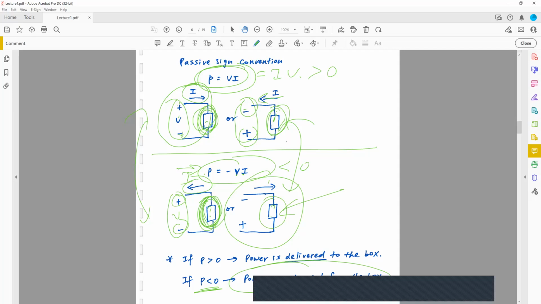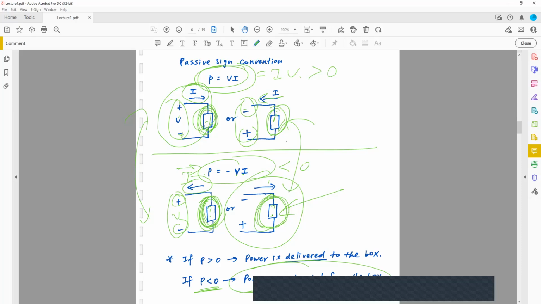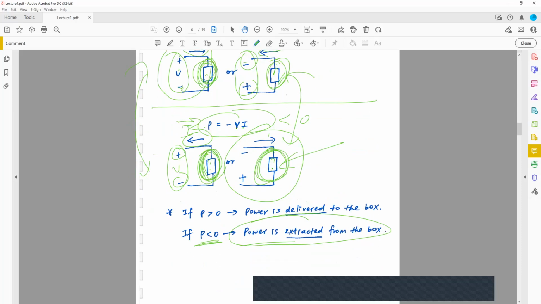I'm going to invite you to think about what can be inside this box such that you can have this power that is less than 0. This is a little counterintuitive, but such a circuit does exist. So I invite you to think about what could be inside this box. Very interesting problem.